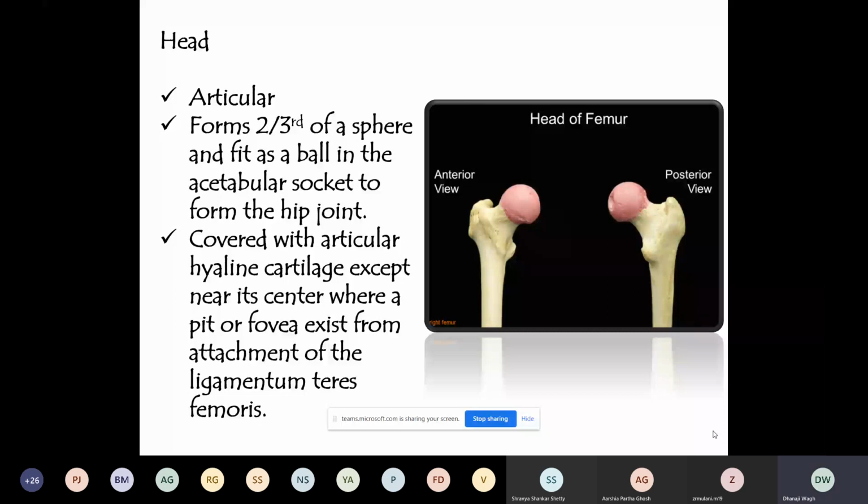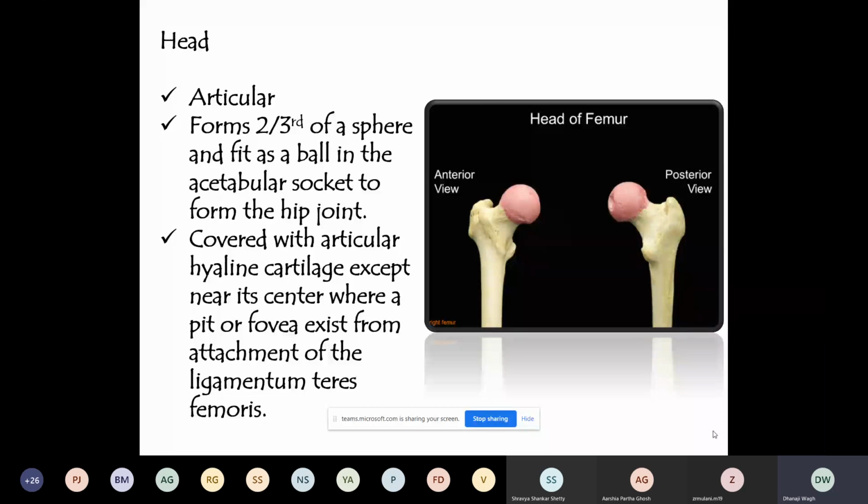Attachment of one ligament is there, that is the ligamentum teres femoris. This may be a Viva question or MCQ question. You have to remember this one. Then it forms the hip joint, which is a ball and socket type of joint. Ball means the head of the femur, and the socket is the acetabulum cavity of the hip bone.